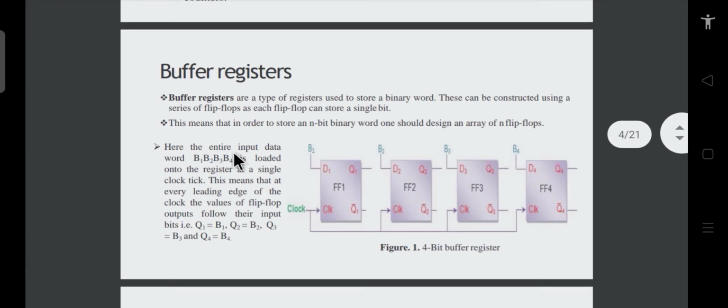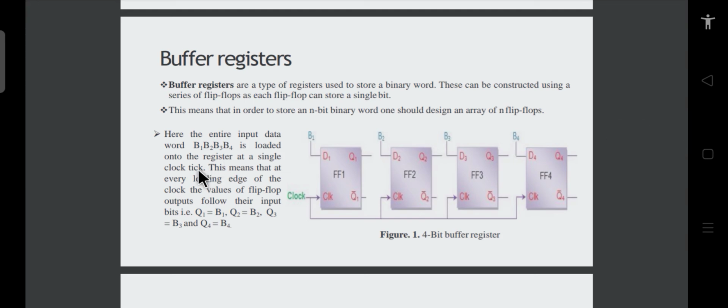So after discussing the definition and the various uses of registers, let us discuss the very first register, which is called a buffer register. A buffer register is a type of register which is used to store a binary word. This binary word can be of multiple bits, and it can be constructed using a series of flip-flops. As you can see in the diagram, all these flip-flops are clocked simultaneously with the same clock.